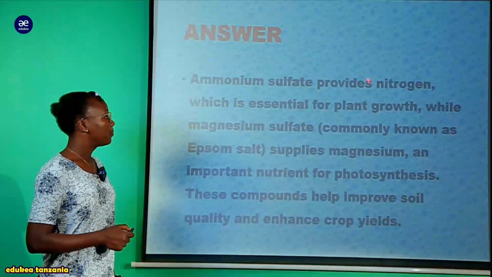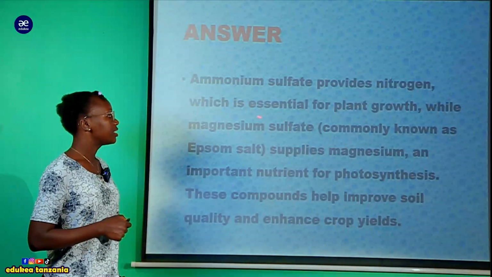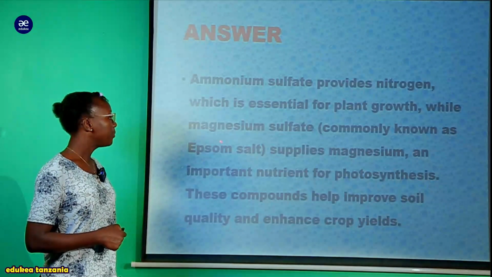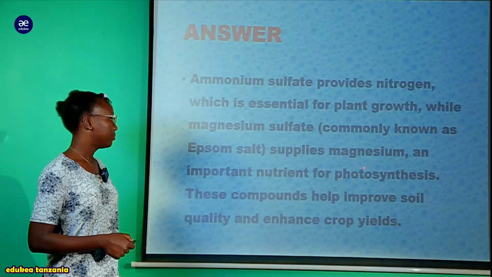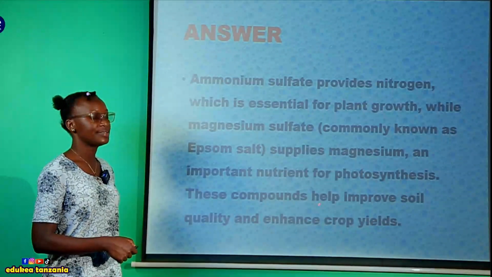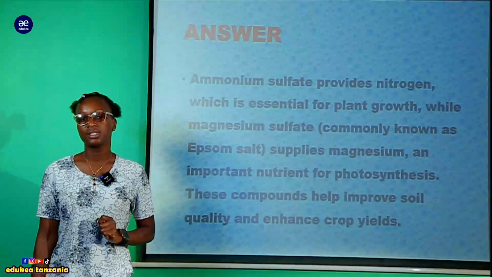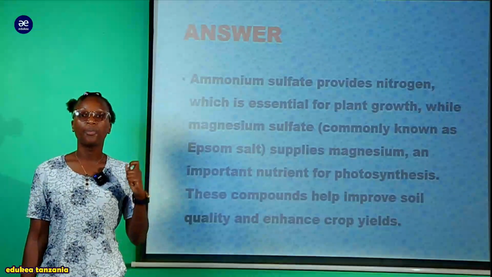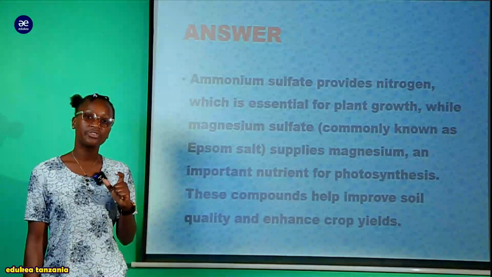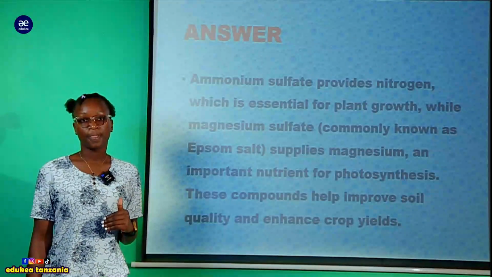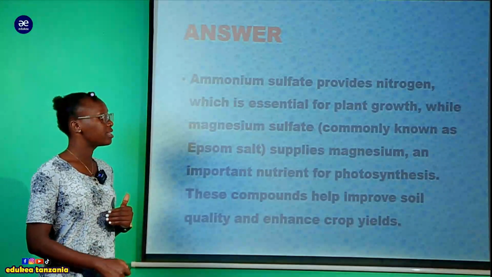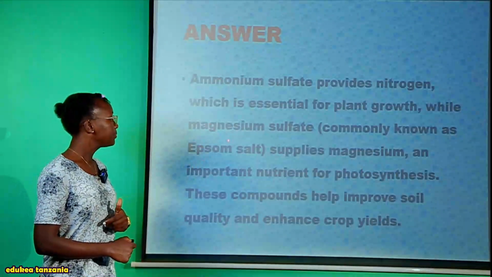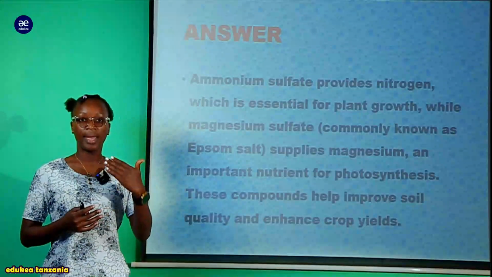So ammonium sulfate provides nitrogen, which is essential for plant growth, while magnesium sulfate, commonly known as Epsom salt, supplies magnesium, an important nutrient for photosynthesis. So you see the significance kwamba ammonium sulfate huwa inatumika as a fertilizer for the purpose of providing nitrogen. Tunajua kwamba nitrogen is very essential for plant growth. Lakini pia tuna hii magnesium sulfate ambayo katika industry wamejaribu kuiita Epsom salt. Kwa hiyo unaona kwamba commonly inatumika kama Epsom salt.